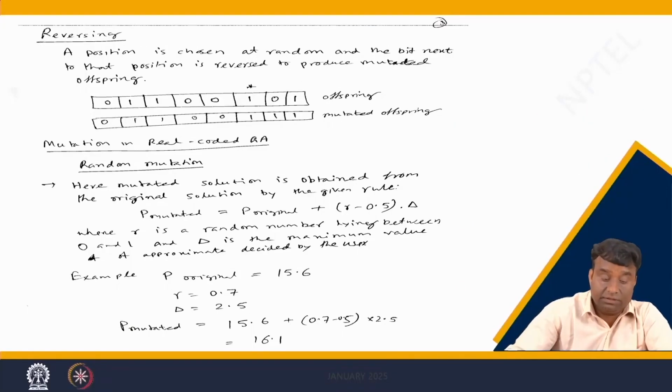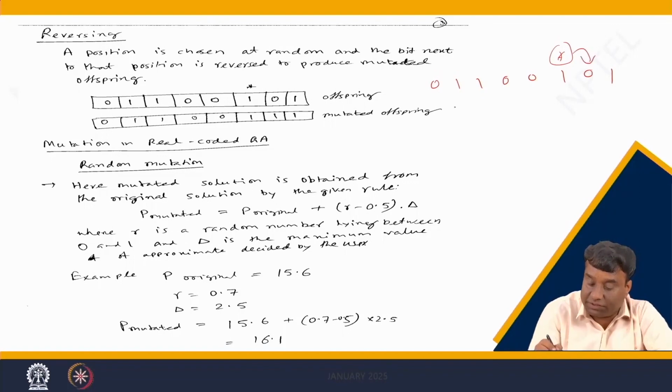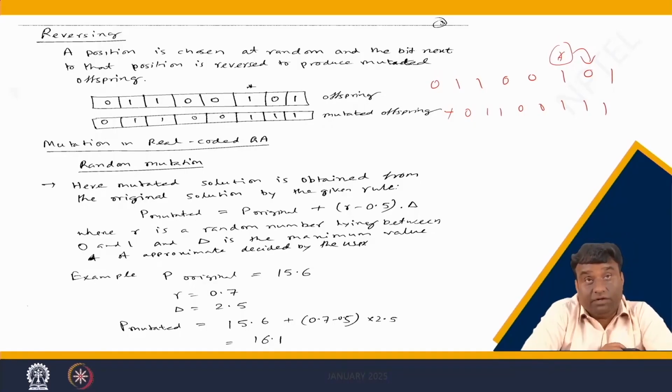That is by interchanging. Next is reversing. A position is chosen at random and the bit next to that position is reversed to produce mutated offspring. So the offspring is 0, 1, 1, 0, 0, 1, 0, 1. We choose this bit, so the next bit will interchange. So the mutated offspring will be 0, 1, 1, 0, 0, this is 1, this is 1, 1. So these are the mutation techniques for binary encoded genetic algorithm.